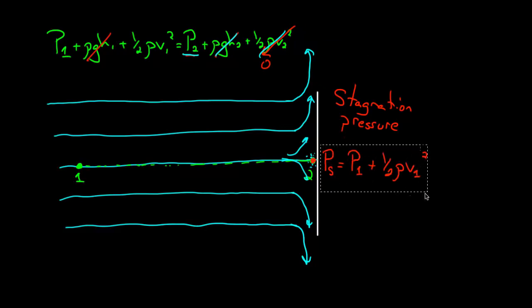You might think, why would we care about this? Who is regularly shooting air at a brick wall? People do it all the time because you can build a pretty important instrument with this called a Pitot tube. And the Pitot tube looks something like this. Let's get rid of that.